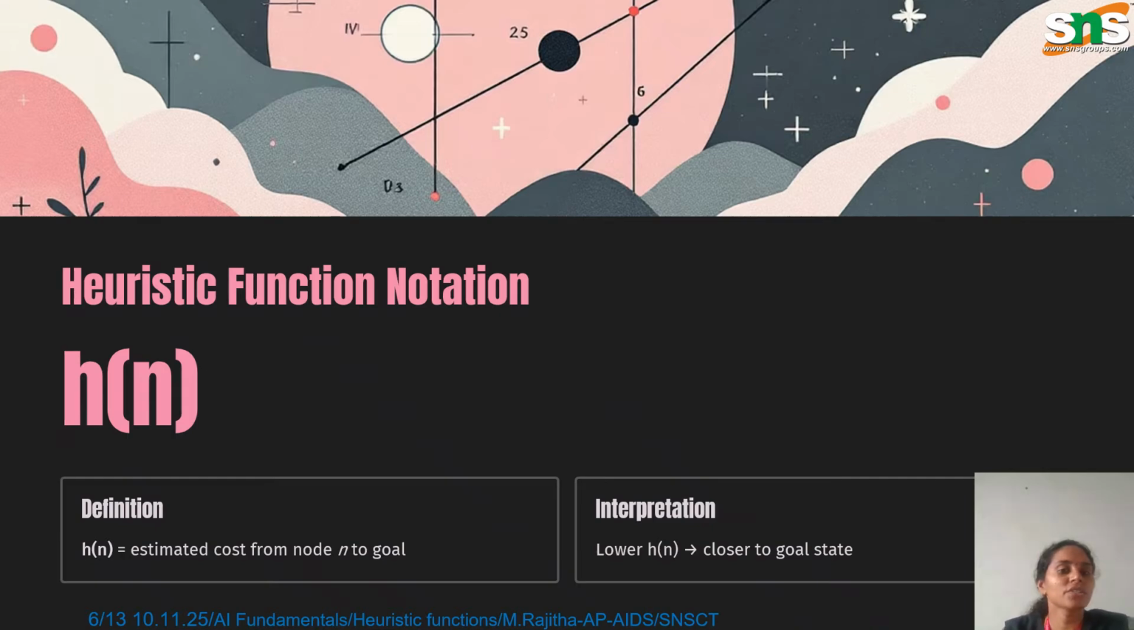Heuristic function notation. The standard notation for a heuristic function is h(n), where n represents a node or state. It gives the estimated cost to reach the goal from the node. If h(n) is smaller, that means the node is closer to the goal. So the algorithm will prefer nodes with lower heuristic values since they seem more promising.